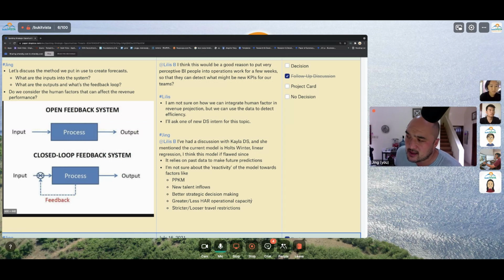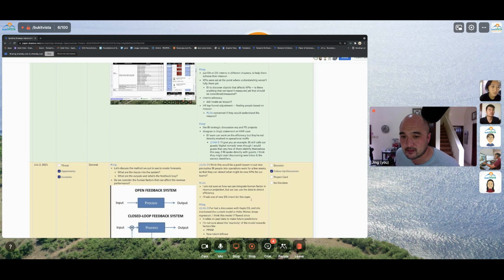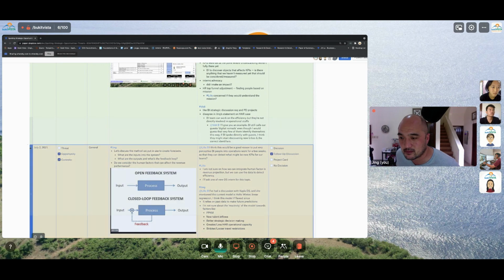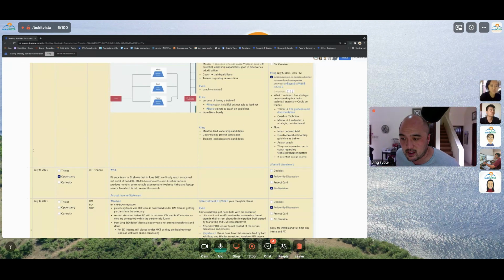Yes, I think in terms of input, it might not be taken into account. Yes, I would agree with that since it's only using the past data and reading the pattern. But as I said, if we want to include it into the projection, I'm not really sure how. We can only detect the efficiency if we add more people. Then what's the efficiency? Something like that.